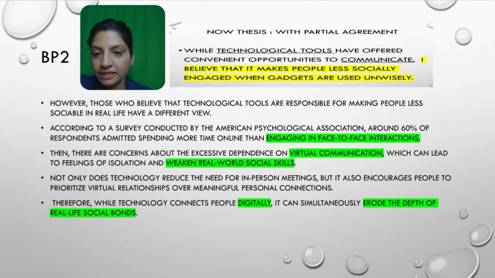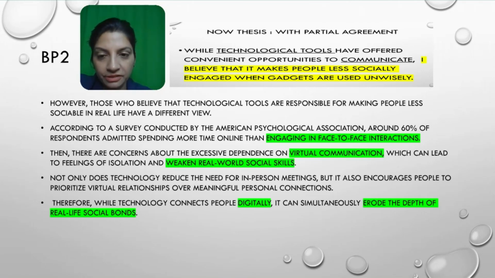I'm going to read the sentence. Then there are concerns about the excessive dependence on virtual communication. It is joined with a relative clause. See, the relative clause is started with which. Now I'm going to read the sentence fully. Then there are concerns about the excessive dependence on virtual communication, which can lead to feelings of isolation and weaken real life social skills. I have highlighted all these words with green color to show the vocabulary. Use the words time and again, do not repeat the vocabulary part.